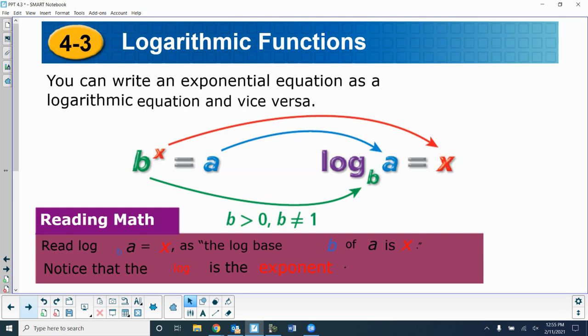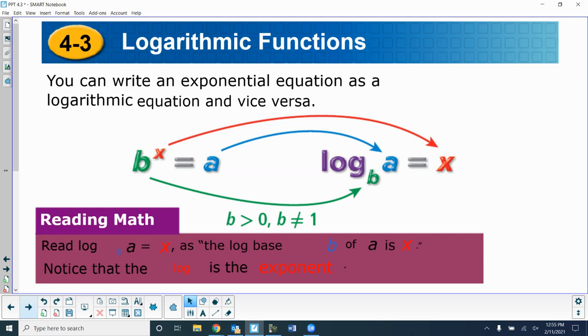So you need to be able to look at an exponential problem and rewrite it as a logarithmic problem, as well as looking at a logarithmic problem and rewriting it as an exponential problem. You guys did this last year. You were really good at it, all right? And this year, you'll still be good at it, again, all right?